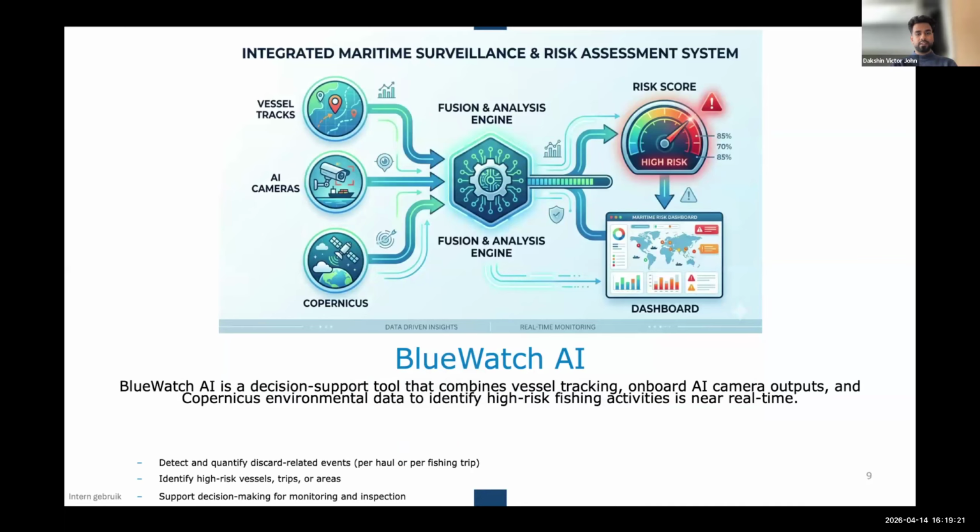So yeah, this is a decision support tool that will combine all of these together, focus on discards, the high-risk vessels, the trips, the areas, the possible environmental conditions in that area, and eventually support decisions for monitoring and inspection.